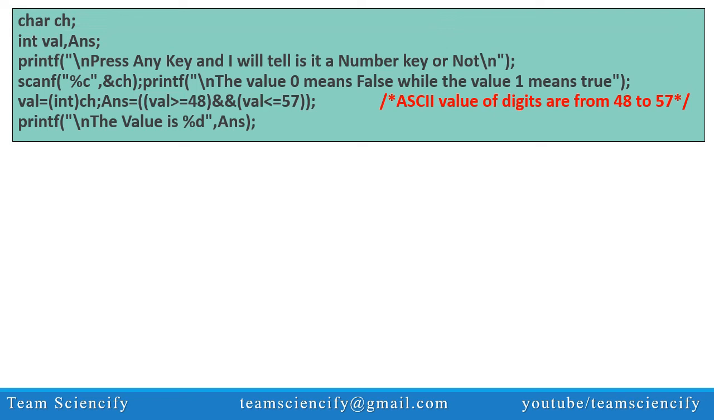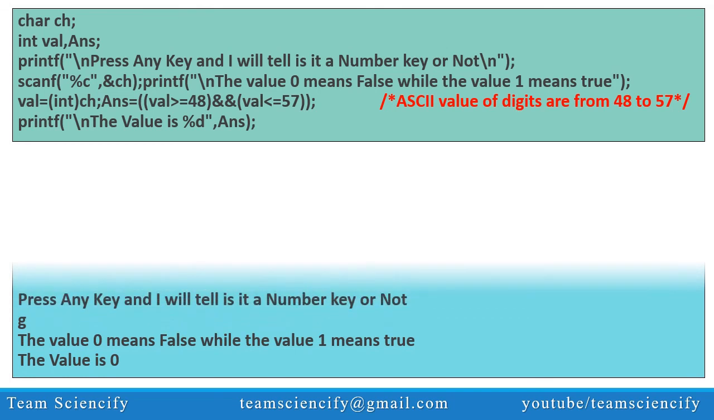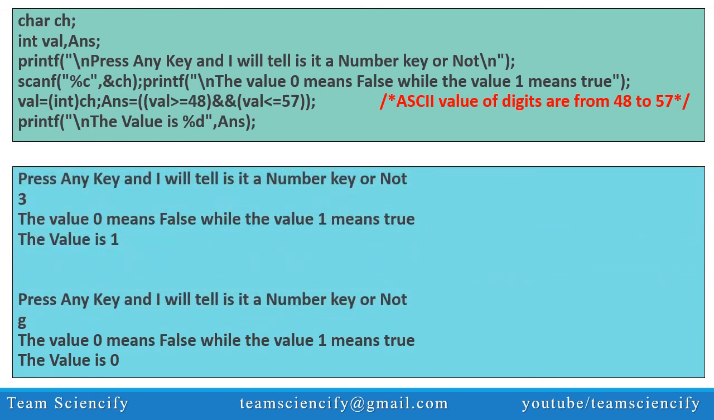For example, we have entered number 3. So the ASCII value of digit 3 is 51. So val is equal to 51, which is greater than 48. So the first relational condition is true, that is 1. Now val is equal to 51 is less than 57. So the second relational condition is also true, that is 1. Now we will check the AND logic that is represented by two ampersand signs. So 1 && 1 will give us true, that is 1. So the output displayed will be the value is 1.